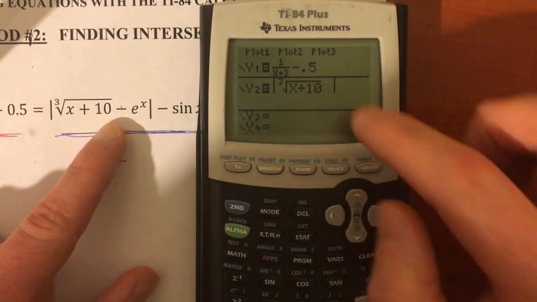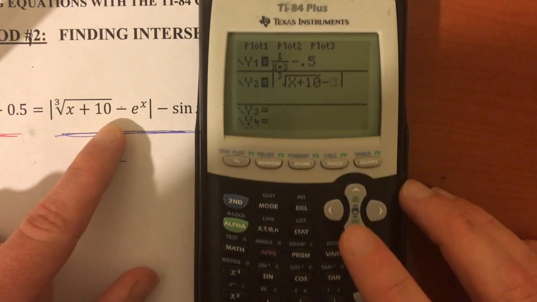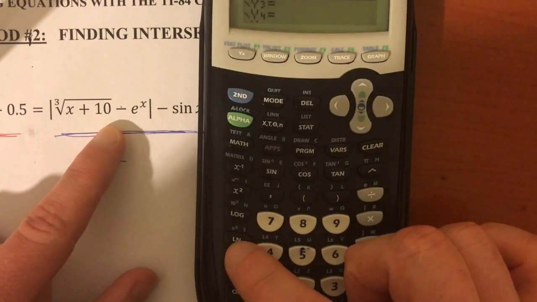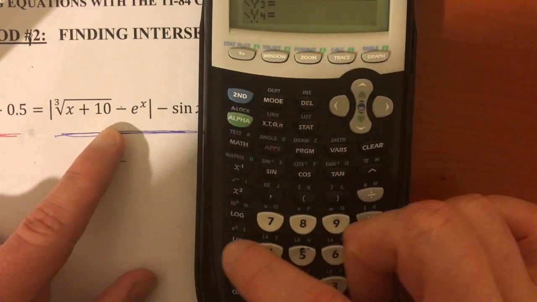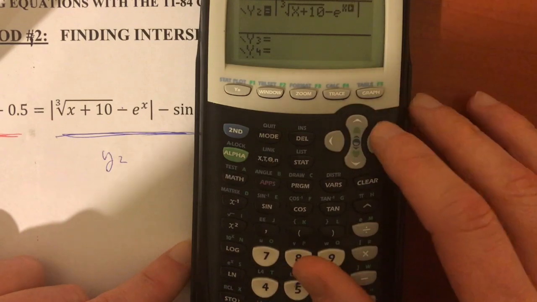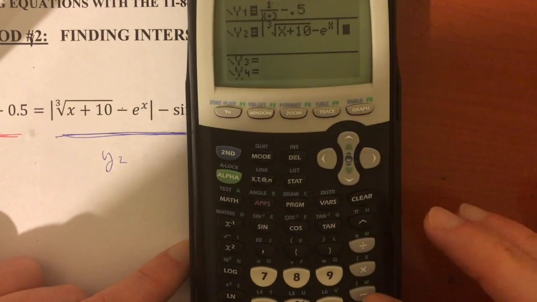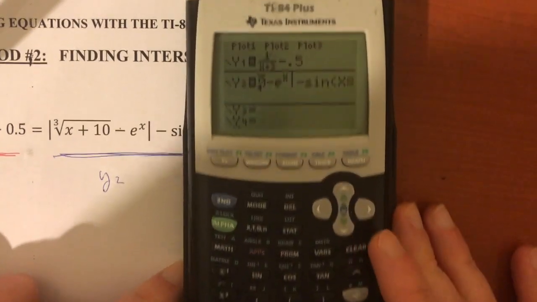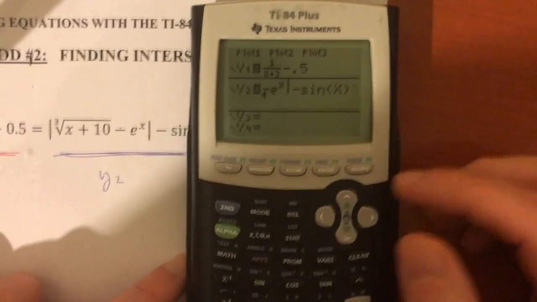Get out of the radical, make sure your cursor's out. Minus e to the x. E to the x, that's the inverse of ln, so second ln x. And then make sure you're after minus sine of x. I like to close that little argument.